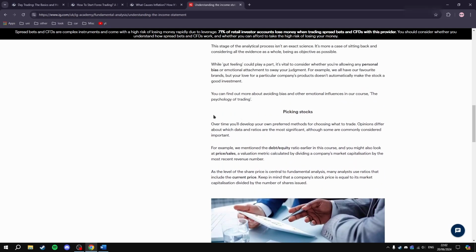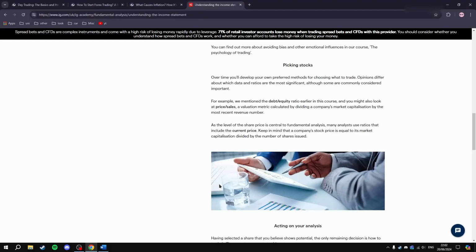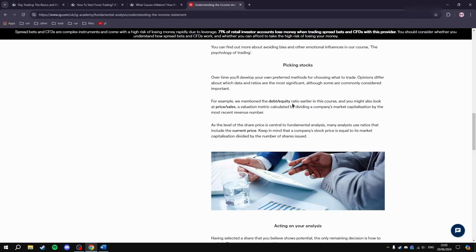Wait, hold up. I think there's something I should be writing over here. Decide on the important ratios and data to look at. Although I don't think I should be writing this bit, because everyone's got their own different opinions of what's important or what's not. As the level of share price is central to fundamental analysis, many analysts use ratios that include the share price.